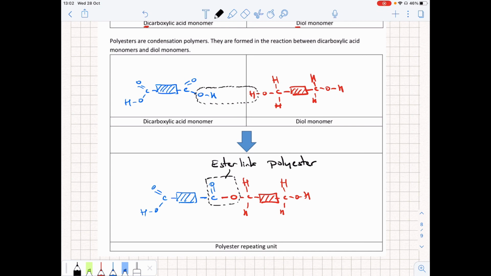What we also need to include in here is the fact that we've released water. That's why I say condensation. So there's the water. Remember, this water has come from here to be released. And the other thing that's quite interesting, here I've still got two ends that will allow me to add more monomers to this chain. So this chain can become a longer polymer chain.